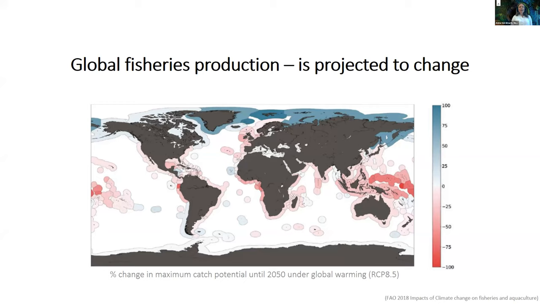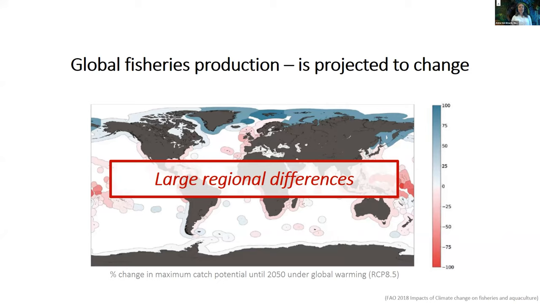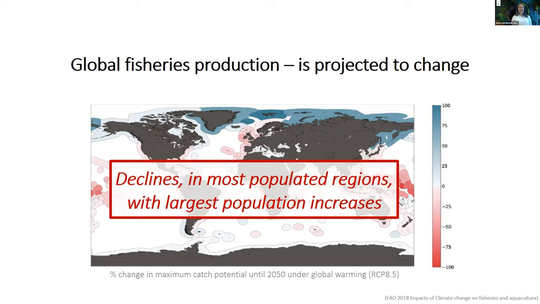We see some increases mostly in polar regions, where you see the blue areas, but in large parts of the world, we're expecting decreases, the red areas. And another very important message from this graph is that these large red declines occur in the areas where we currently have most humans living. And also these areas are the ones on the globe where we have the predicted fastest increase in the population.